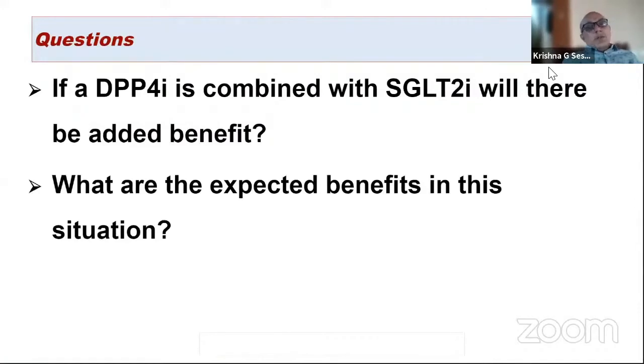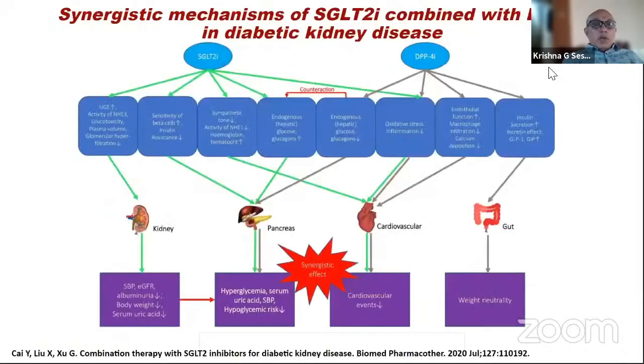Right. The question, of course, that many of us ask is if DPP4 inhibitors are combined with SGLT2 inhibitors, is there added benefit? Because this is one of the most common combinations that we use. Theoretically, there seems to be a lot of benefit, especially because at least for albuminuria, there is some benefit with the DPP4. But overall, no one has demonstrated in a meta-analysis that the combination has added benefits. But at least we know that there is no harm.